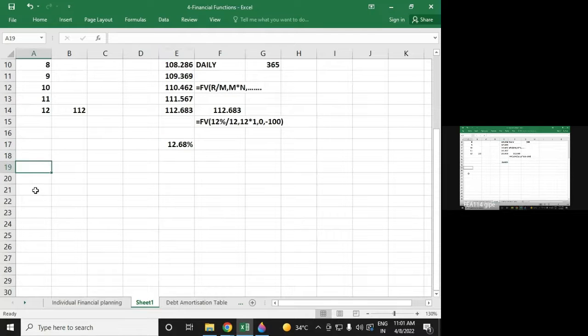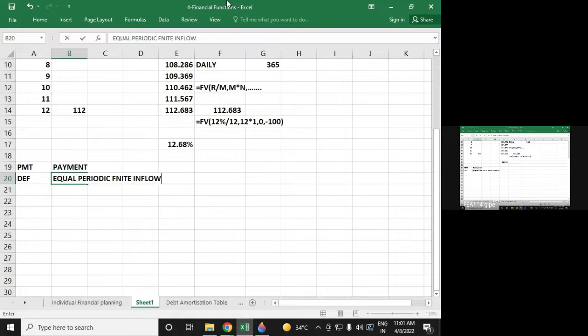So let me explain PMT here on screen. PMT in Excel stands for payment. Payment basically means, the definition of it is, equal, periodic, finite inflow and outflow. That is the definition.